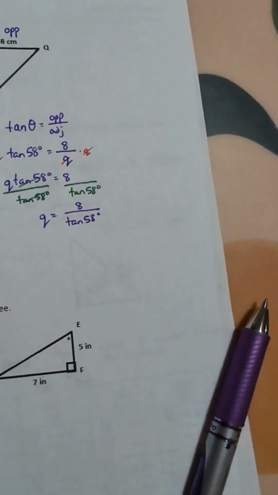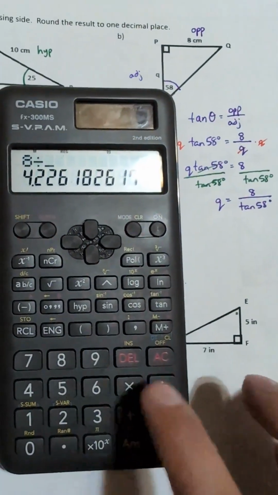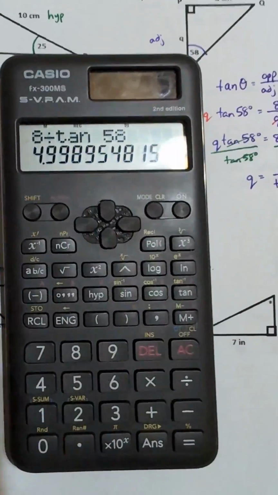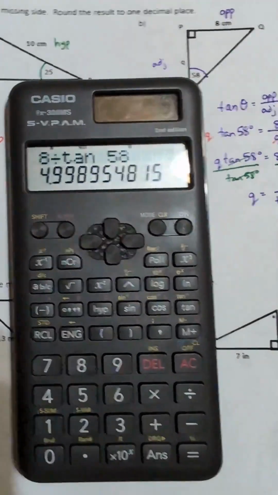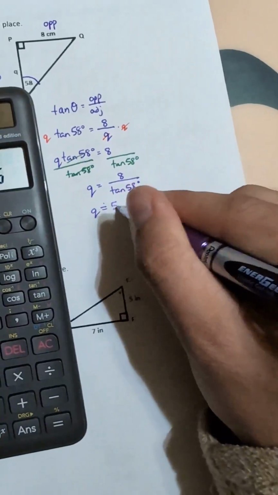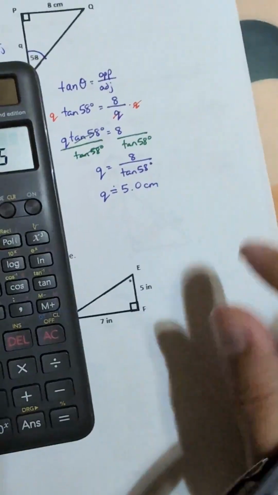And so I can put that in the calculator. 8 divided by tan 58. And we get 4.998, so about 5 centimeters.